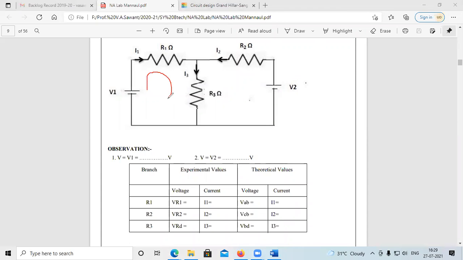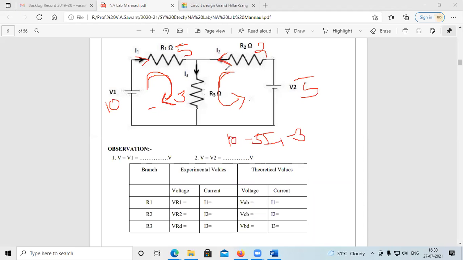Let us first do mesh analysis. To do mesh analysis, assign the direction and represent the current. The current flows clockwise here, and I2 is anti-clockwise because that direction is already given in the network. The values are 10 and 5, the resistance here is 5, here it is 2, and here it is 3. Apply KVL: 10 minus 5 I1 minus 3 times the incoming current, I1 minus I3, equals 0.